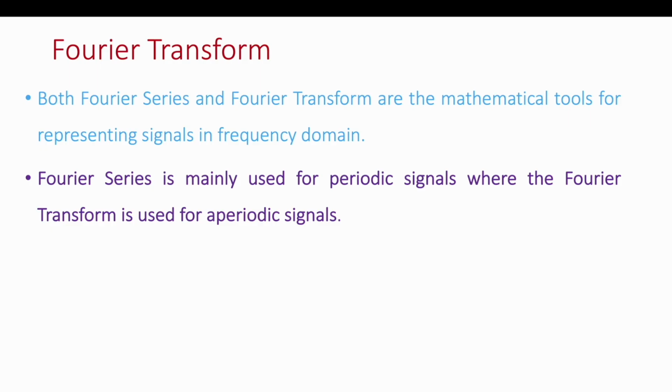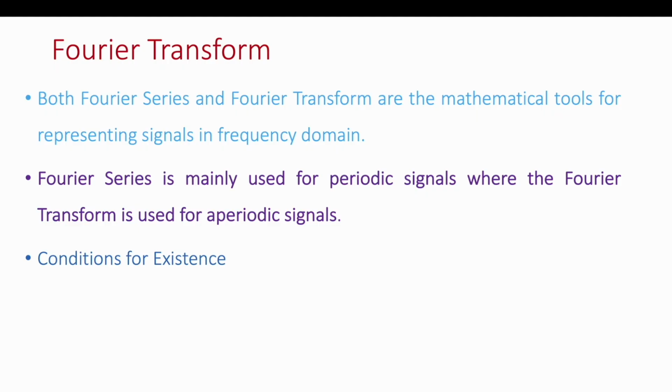But you know that the Fourier series is basically used to calculate the frequency components if the signal is periodic. But if the signal is aperiodic, non-periodic, then you have to use the Fourier transform. So in order to calculate the frequency components, you need to transform the signal into the frequency domain.